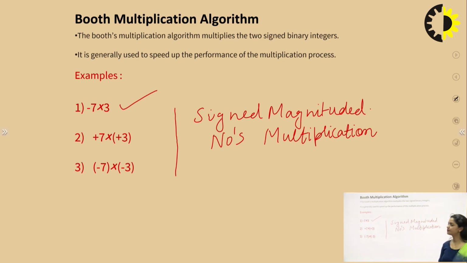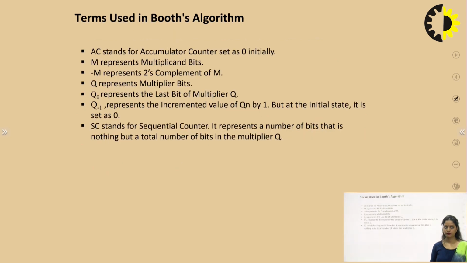Generally, it is used to speed up the performance of the multiplication process in our computer system. That is the advantage of using a Booth multiplication algorithm. So here are certain terms of the Booth multiplication algorithm which we are going to use. First is the AC term, which stands for accumulator. The accumulator is used to store the partial products, and its initial value is always set to 0.